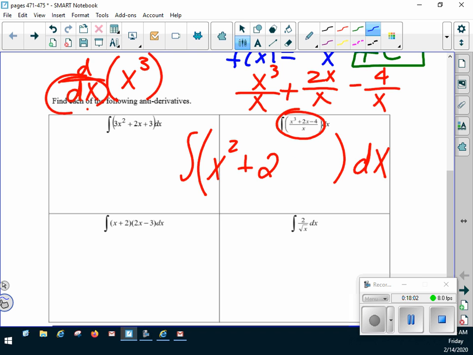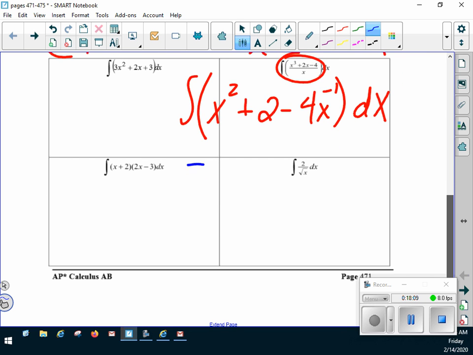I can rewrite that as 4x to the negative 1. Yep. Okay. What's the antiderivative of x squared? Think through your rules. 1/3 x to the third. Remember, raise the exponent by 1 and divide the coefficient by that new exponent. So 1 divided by 3.